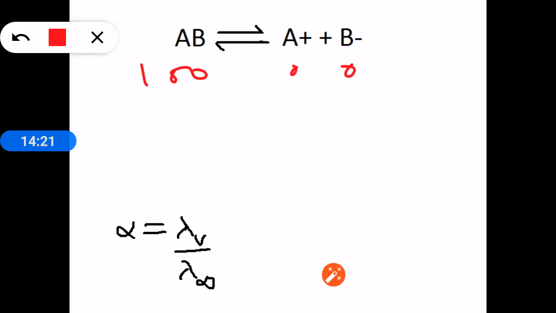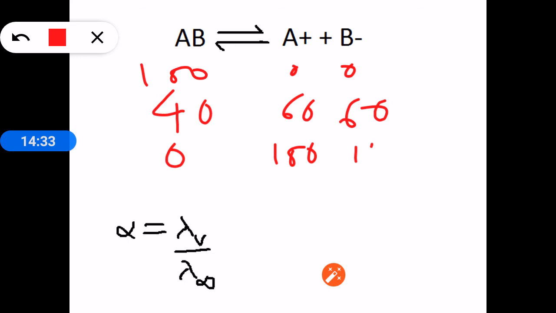Suppose out of 100, 40 are undissociated and 60 are dissociated, 60 also dissociated here. At infinite dilution this will be 0, this is 100 and this is 100. If we want alpha, we have to know the number of molecules dissociated by the total number of molecules. If the number of molecules dissociated increases, the lambda V value also increases.